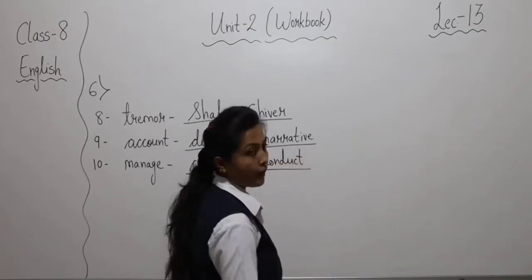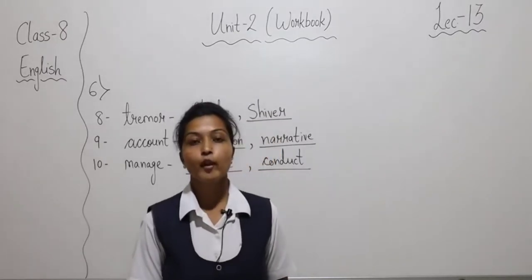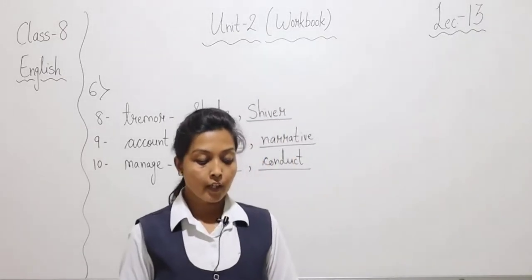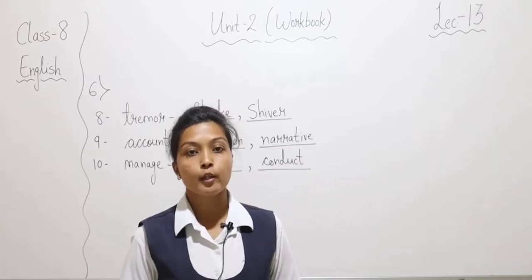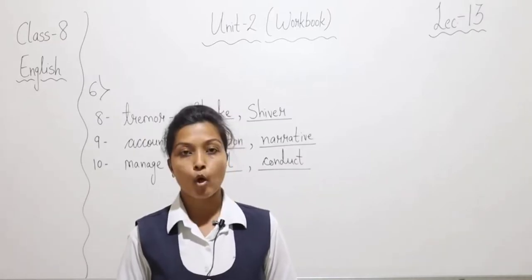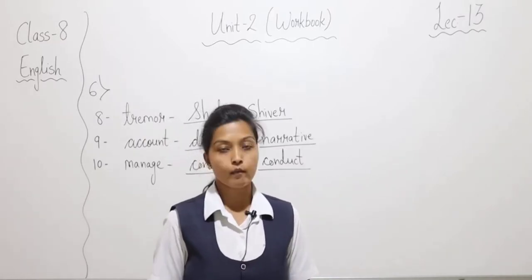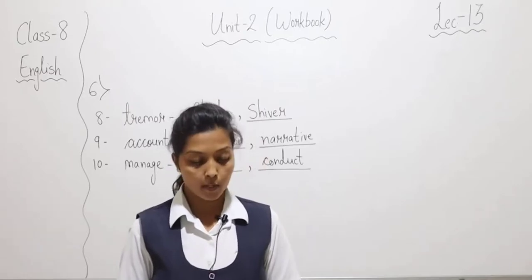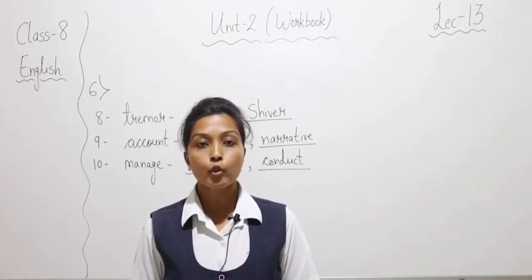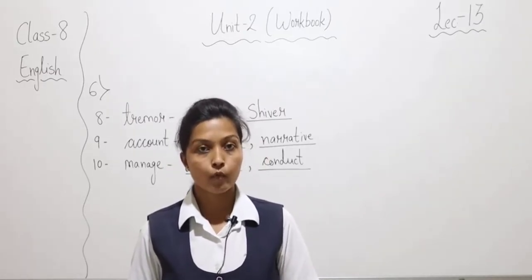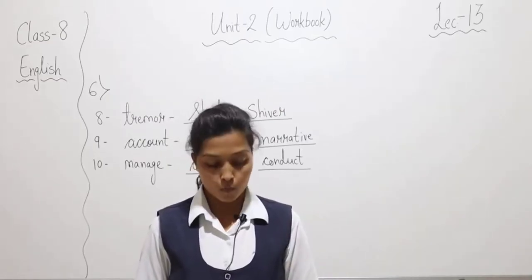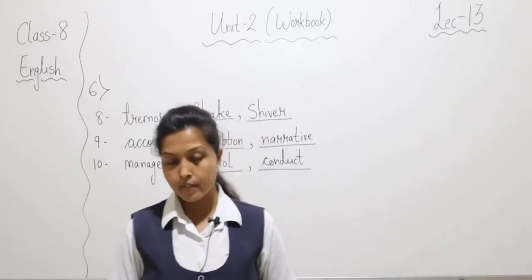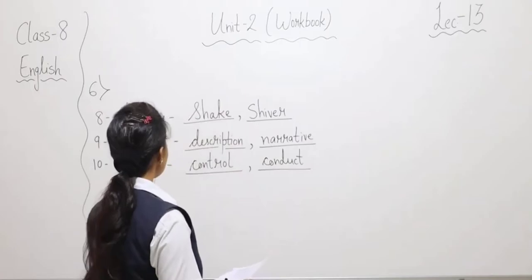So in exercise 6, what do we have to do? We have to write down 2 synonyms from the given box. Inside the box we have so many words, and from that we have to find 2 synonyms for the particular given words.